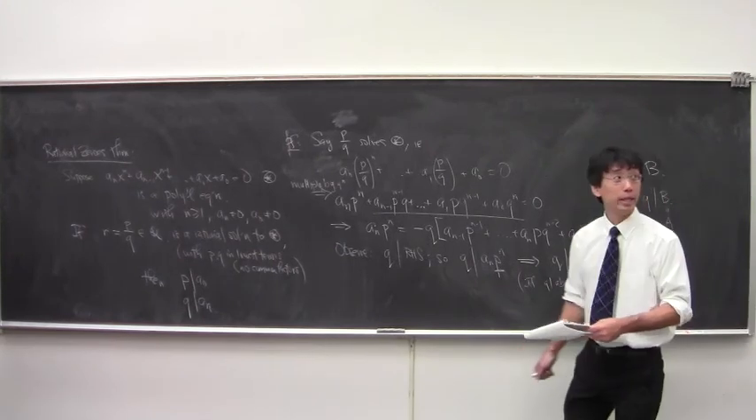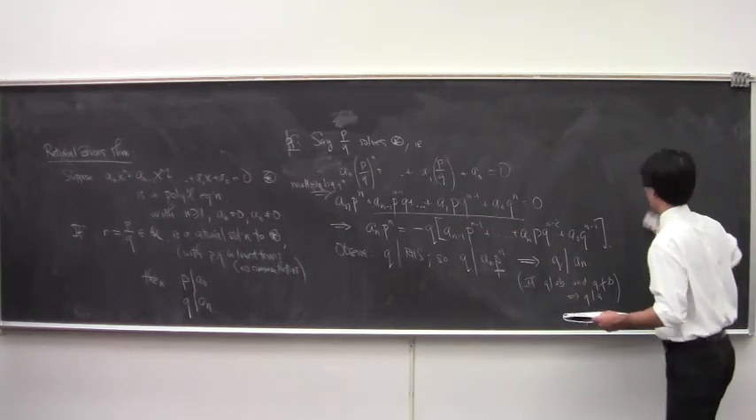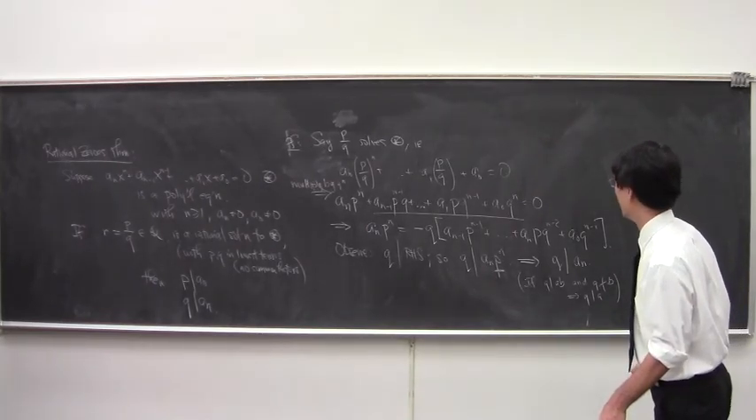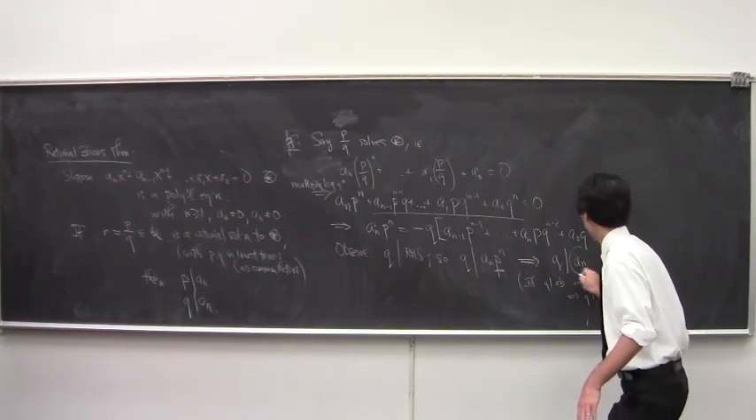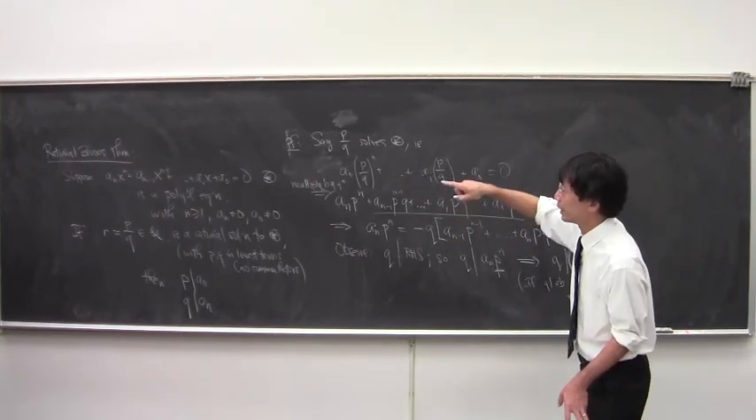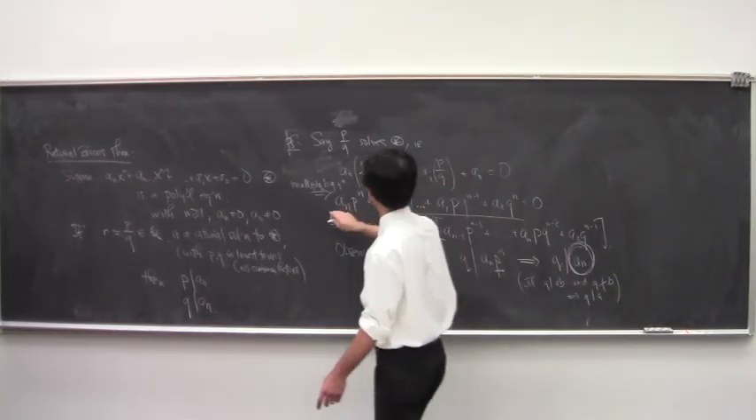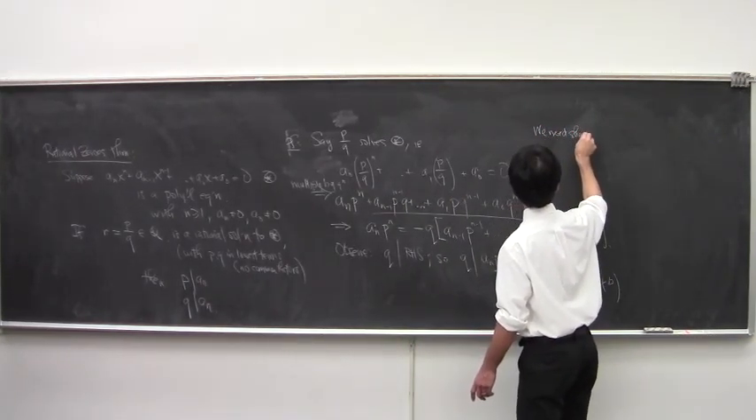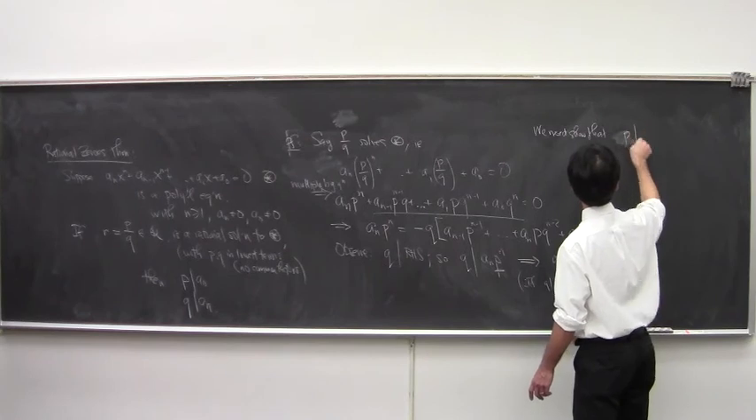So what we've seen is that q has to divide a sub n. So q divides the lead term. The denominator must divide the lead term. Now our second part: we need to show that p divides a naught.